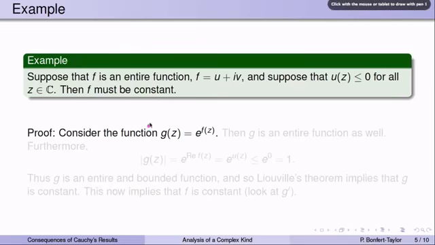Let's look at an example. Suppose f is an entire function, so we could write it as u plus iv, where u is the real part and v is the imaginary part, and suppose that the real part is less than or equal to 0 for all z in C. That already implies that f must be a constant function. So not even the real part can be non-positive for all z in the complex plane. An entire function whose real part is non-positive must be constant. How do you prove that?